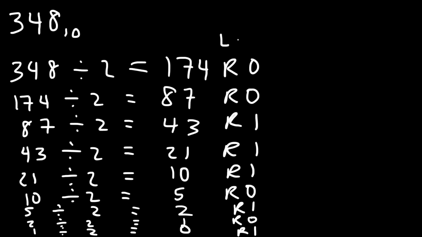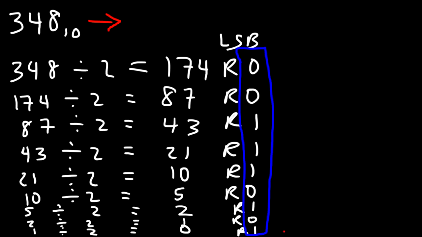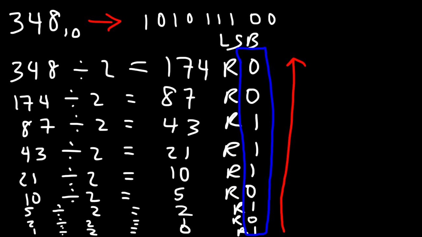What we have on top is the least significant bit, and this here is the most significant bit. Now you can find your answer just by looking at all of the remainder values, which is here. And so that's the binary number that's equivalent to 348. So you need to read it from the bottom to the top. So the answer is 1, 0, 1, 0, and then 1, 1, 1, 0, 0. So that's how we can convert a decimal number into a binary number using successive division.